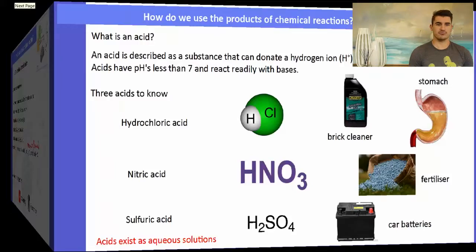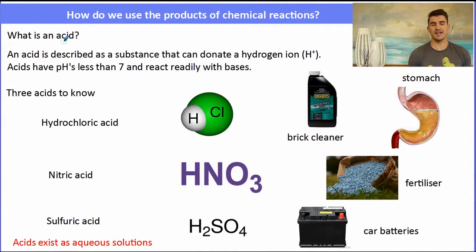So here are our three acids. And what is an acid? Well, an acid is described as a substance that can donate a hydrogen ion or a proton. Some of the things you might remember from Year 9 is acids, they have pHs less than 7 and they like to react with bases.